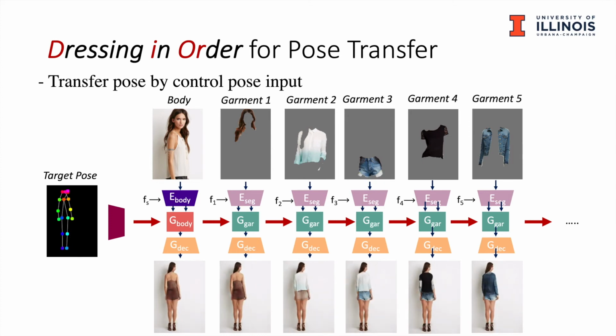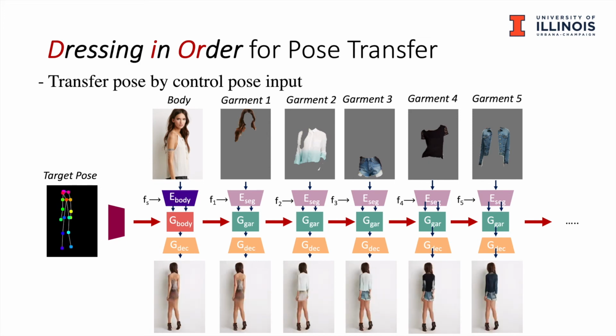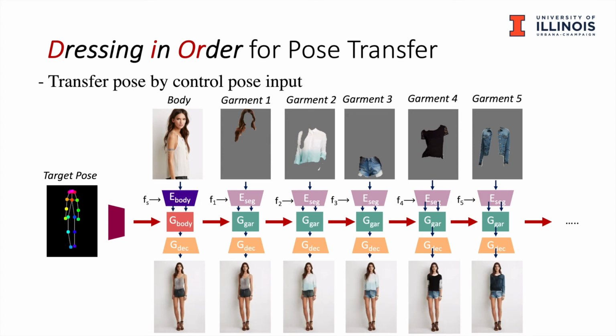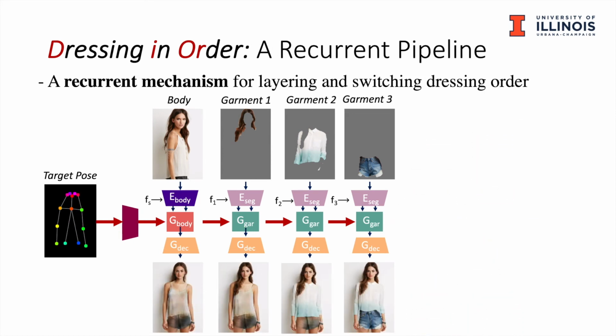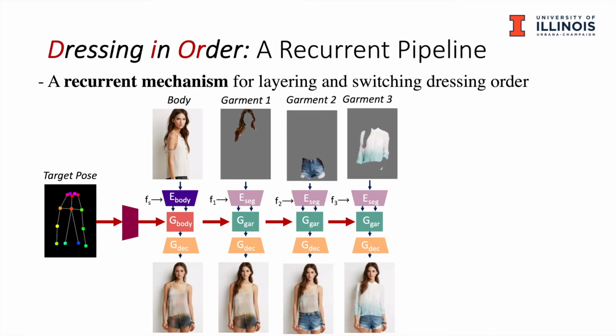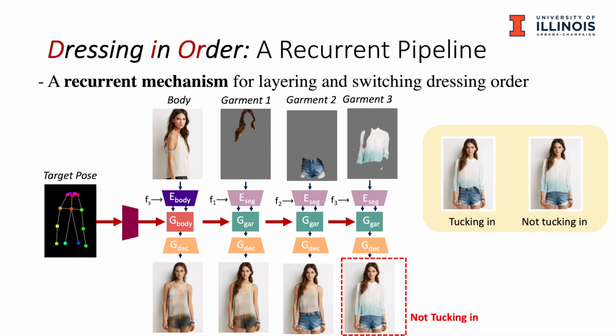With such a pipeline, we can play with every component to achieve different applications. For example, we can achieve pose transfer by playing with this target pose input. Also, we can play with the dressing order. Currently, the dressing order is to put on the shirt first and then the shorts, and we achieve a tuck-in result. However, if we switch the order of the shorts and the shirt, we can get a not-tuck-in result. So by playing with the dressing order, we can achieve different layouts and many interesting effects.